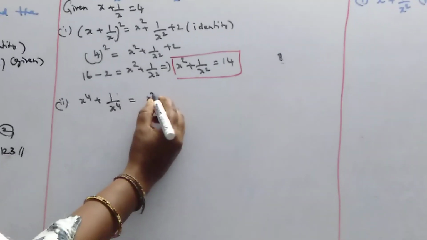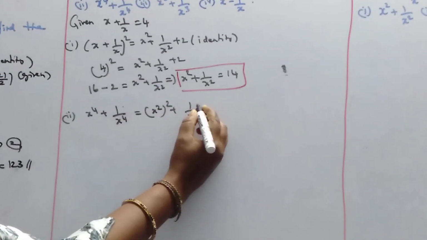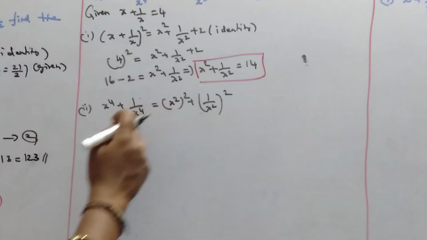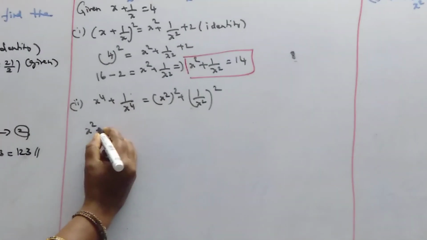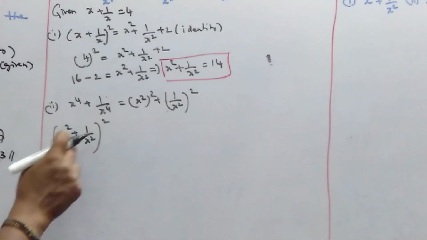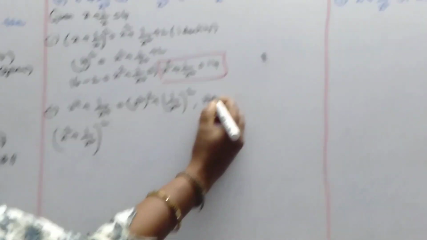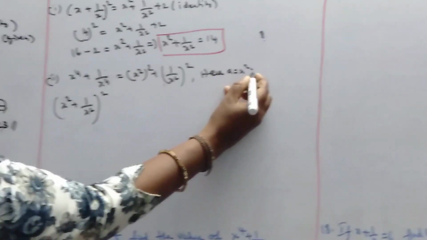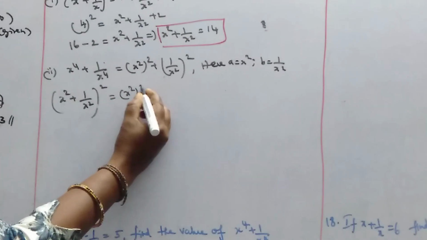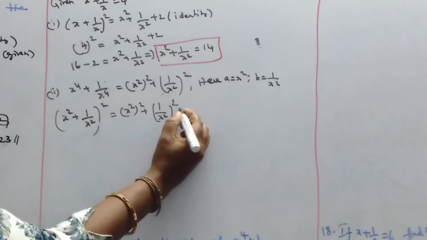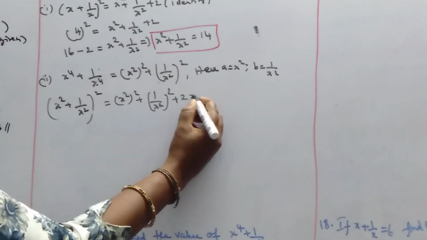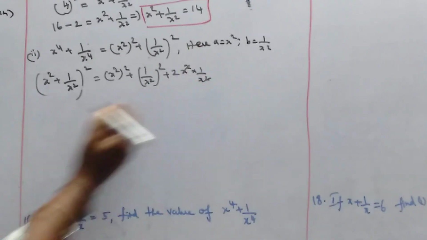And this can be written as x squared the whole square plus 1 by x squared the whole square, right? So we are going to use here the a, b, alright? That is, for finding this value, this can be written as, here a equals x square, b equals 1 by x square. So a plus b the whole square can be written as a square plus b square plus 2ab. The ab will get cancelled, the same thing, that is 2ab. Here it will get cancelled, right?